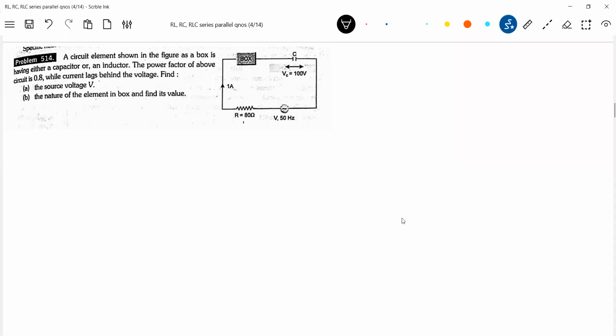Then XL is greater than XC. In that case, what will happen? We'll get the total as a lag circuit. So inside the box, shall I go for the inductor or capacitor? It should be inductor only. So the entire circuit now.